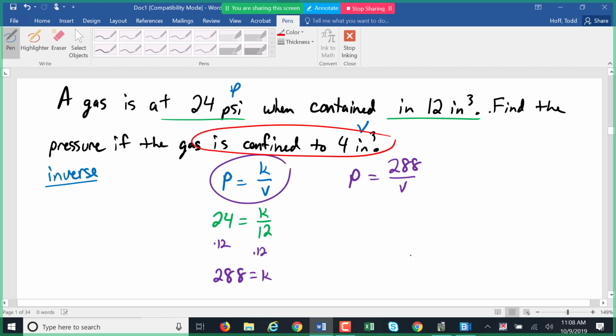Now, what's the pressure when it's confined to 4 cubic inches? So we put that as 288 over 4, which is 72. Any questions?